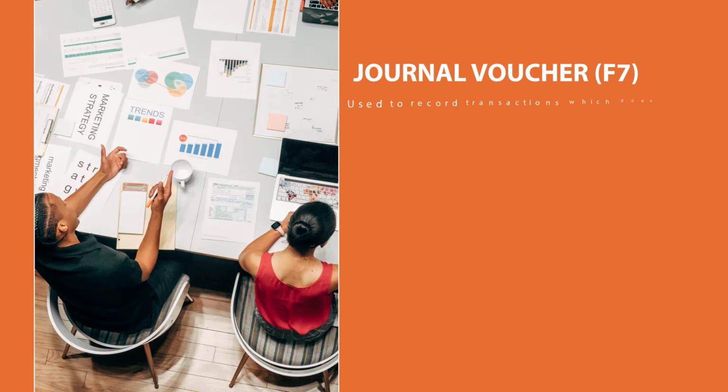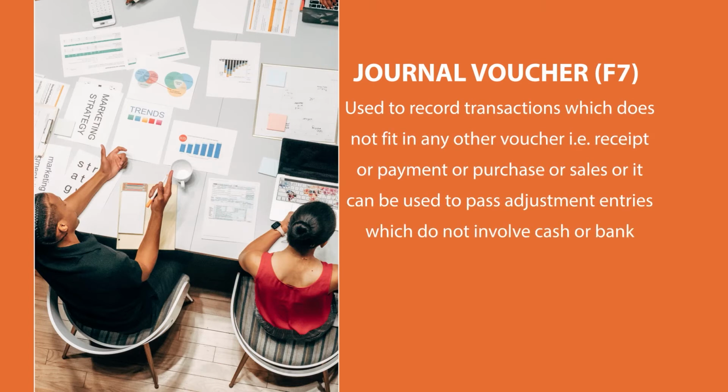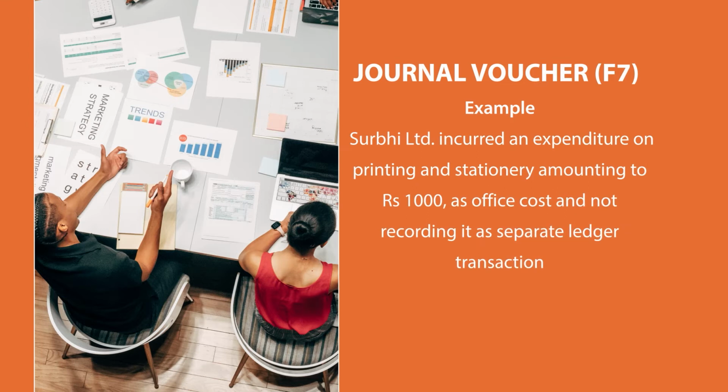For journal voucher, you have to use key F7 from the keyboard, or you can directly go to the vertical panel bar and click on F7 Journal Voucher. Journal voucher is used to record transactions which do not fit in any other voucher, that is receipt, payment, purchase or sales. It can even be used to pass any adjustment entry which does not involve cash or bank. Now let us take an example so that we can understand the creation of the journal voucher.